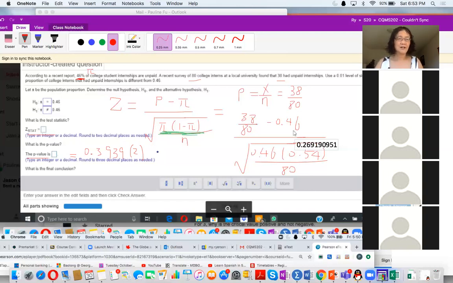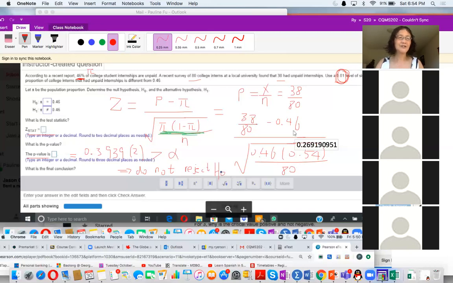And this p-value is greater than alpha. See, alpha is 0.01. This p-value is greater than alpha. When p-value is greater than alpha, do not reject H0.